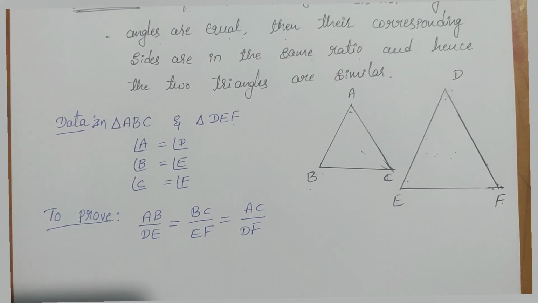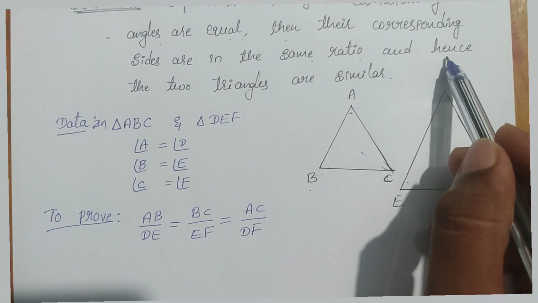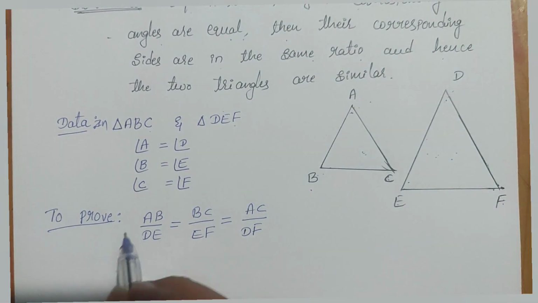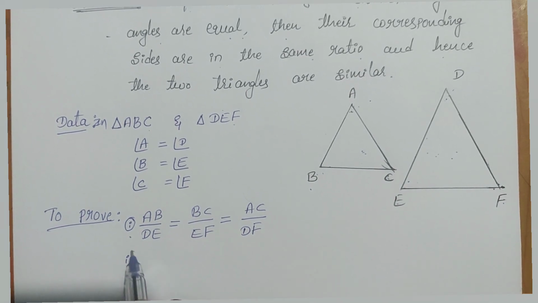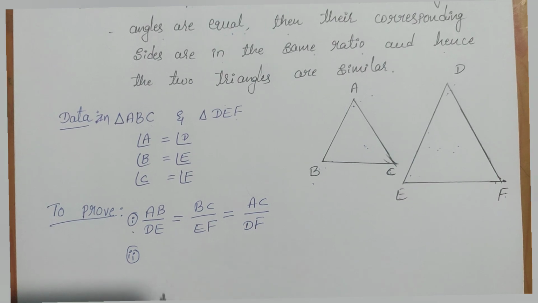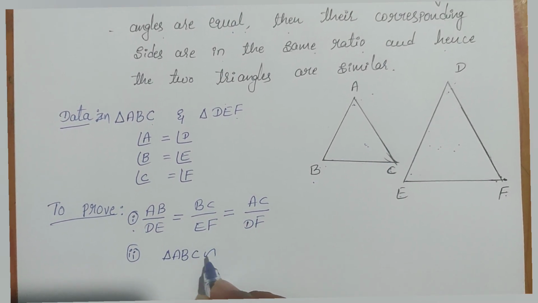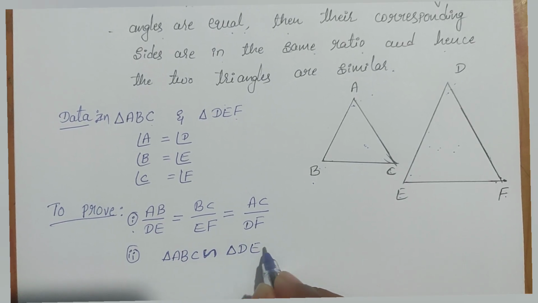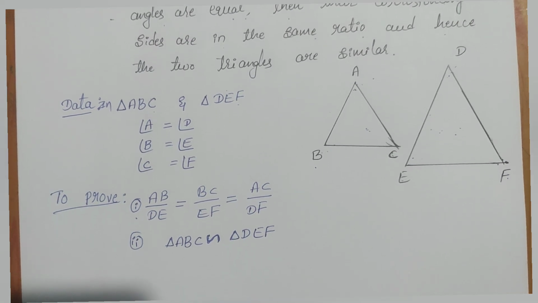This is what we need to prove, and it is continued, hence the two triangles are similar. Again we have to prove, we can take this as the first one, and the second, that triangle ABC is similar to triangle DEF. This is what we need to prove in this theorem.